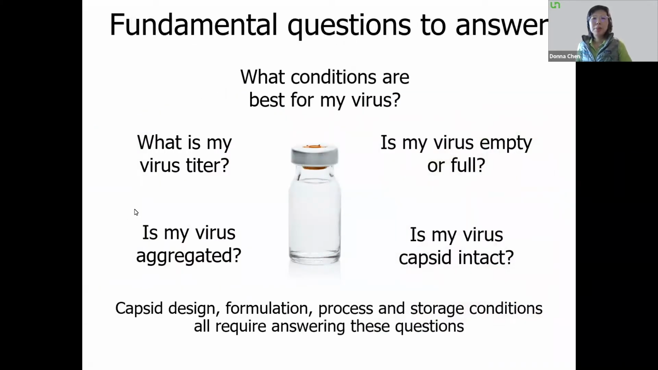Since AAV gene therapy is relatively new, the development process and characterization methods are still under exploration. But the important questions about AAV titers, empty-to-full ratios, and stability are still important to answer, because they all directly impact the capsid design, formulation, and process conditions. But to answer these questions, it takes a lot of time and also precious AAV samples.